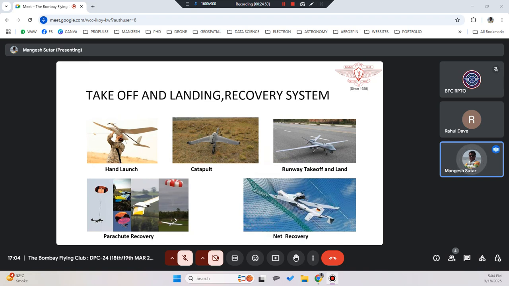Okay, or maybe net recovery, or there could be a zip line which can be capturing the drone as it is in flight. It's a little bit complex and risky also, because it will not be that smooth. Whereas I feel the runway kind of thing is more stable, safer, and a more reliable kind of method.